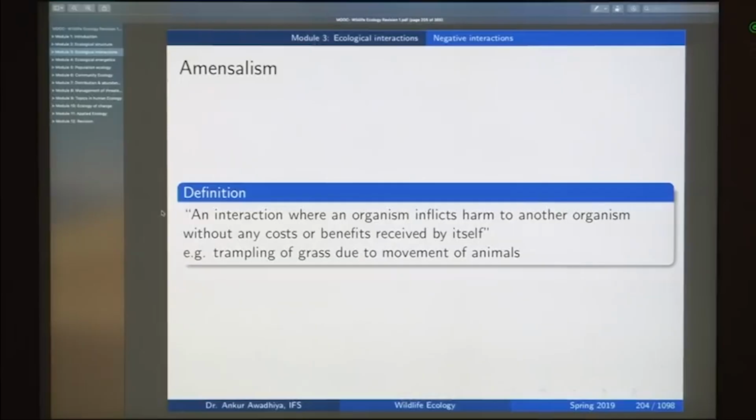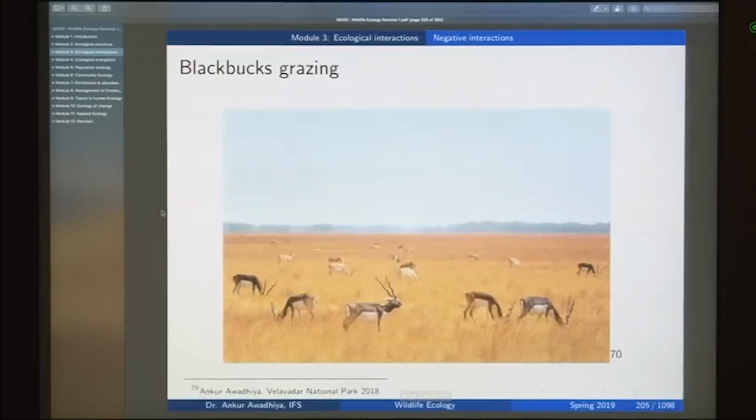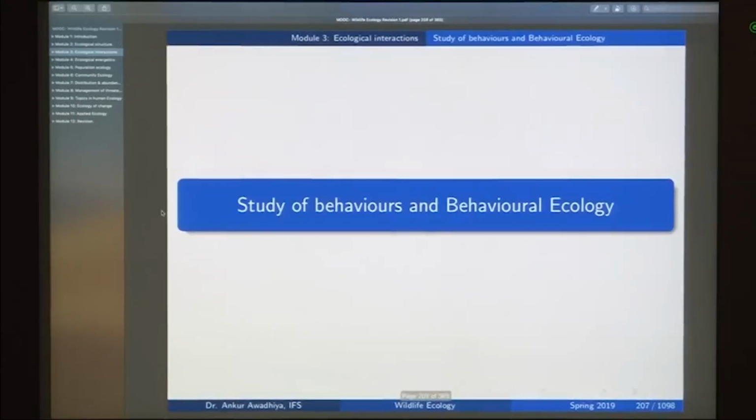And then we have amensalism. It is an interaction where an organism inflicts harm to another organism without any cost or benefits received by itself. Example, trampling of grass due to movement of animals. So, in this case the grass is getting harmed, but the animal is not getting any benefit out of trampling the grass, such as black bugs that are grazing.